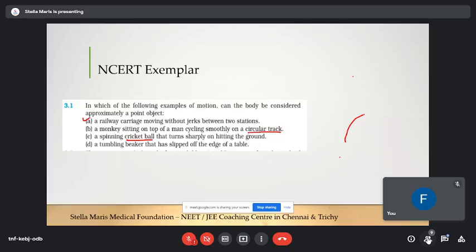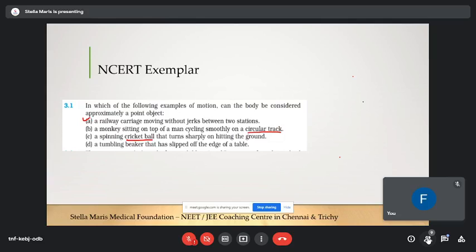Please say again, sir. Okay. Here it says it's a spinning cricket ball, right? I'm just giving you a situation where the ball does not spin, and it does not turn also. I'm just saying this is a cricket ground, and you're just bowling it in a straight manner. Okay, sir. So in that situation, what will happen?